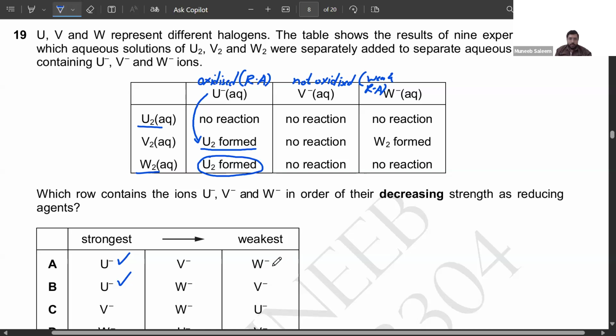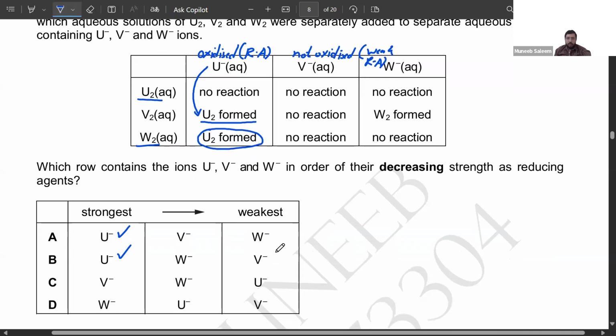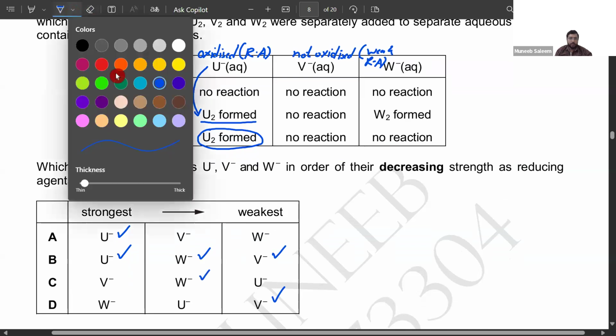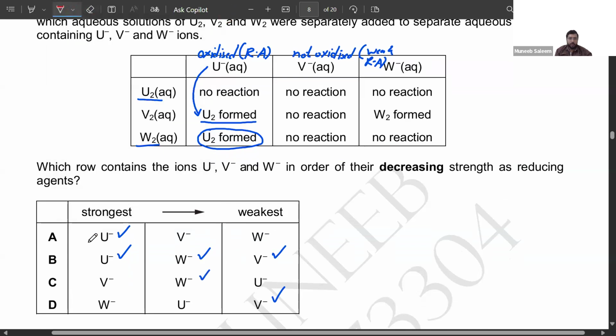So V is the weakest reducing agent, and W is definitely in between. So we can see that the only option with 3 ticks is the second row with the B option, the correct one.